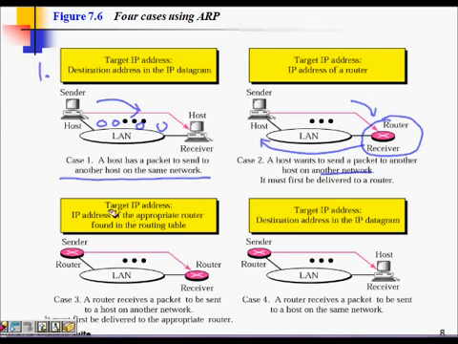Then the next one, okay, so now there is a LAN in between. A router receives a packet to be sent to a host on another network.